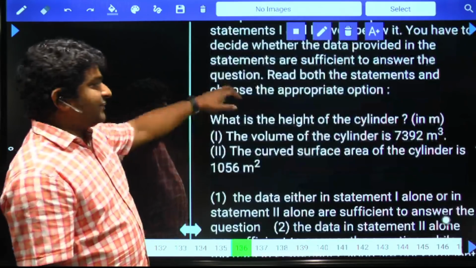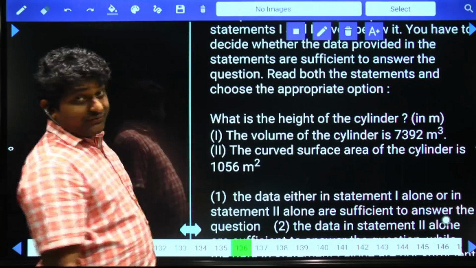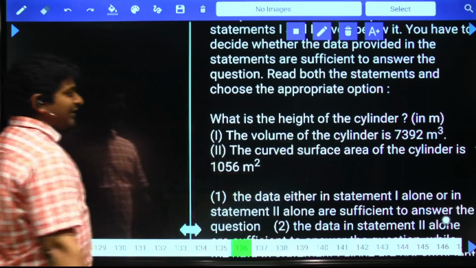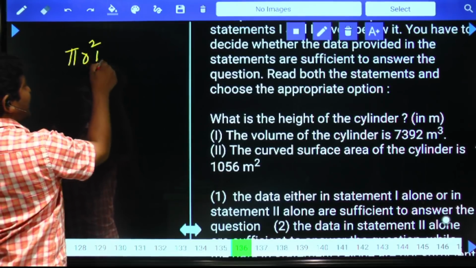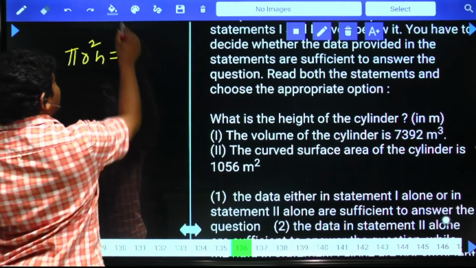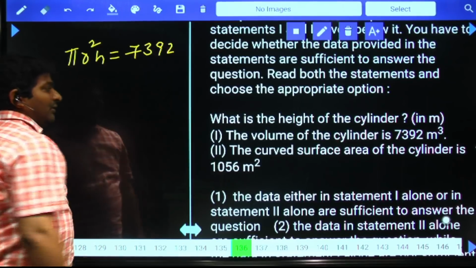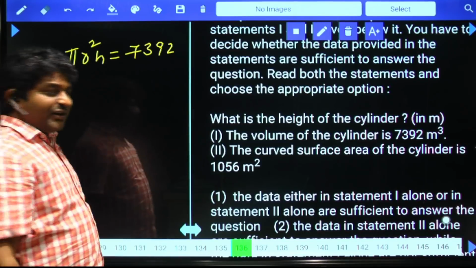What is the height of the cylinder? Data sufficiency question. Height of the cylinder, that's what we need to calculate. The volume of the cylinder is given. Volume of the cylinder, that is pi r square h, is equal to 7392. You need height. If you know r value, you can calculate. So 1 alone is definitely not sufficient.